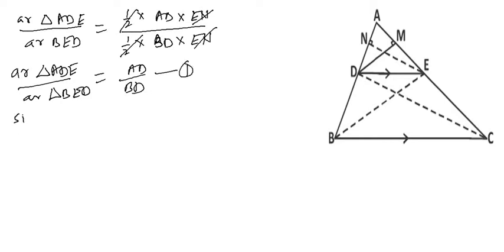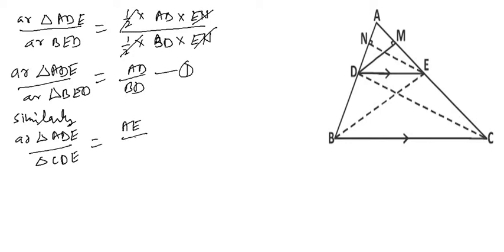Similarly, we can say area of triangle, which one? ADE upon area of this one, DEC, triangle CDE, is equal to AE upon EC. So that is your equation second.